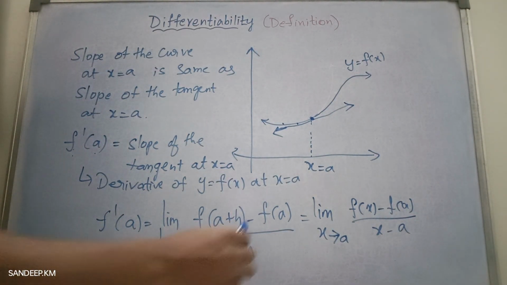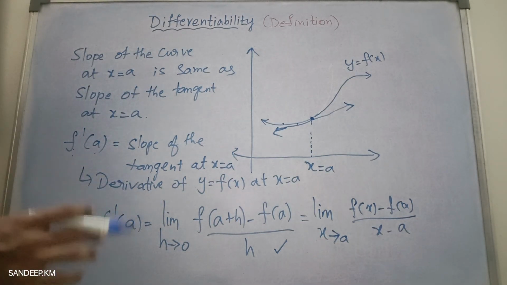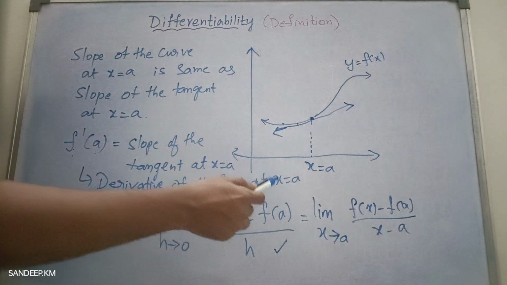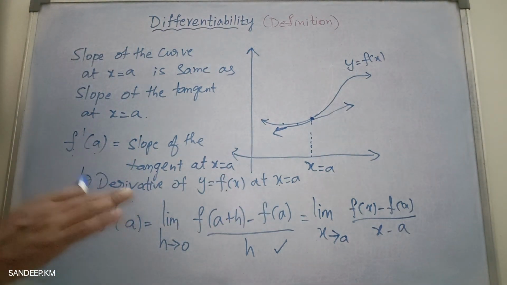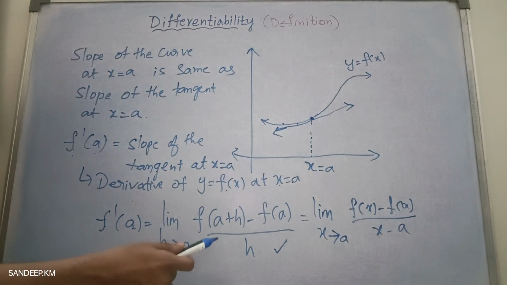For now, let me concentrate on this particular formula. Dear students, please observe one thing. We say that the derivative of the function y = f(x) at x = a exists if f'(a) is a finite number. Remember this, f'(a) must be a finite number.